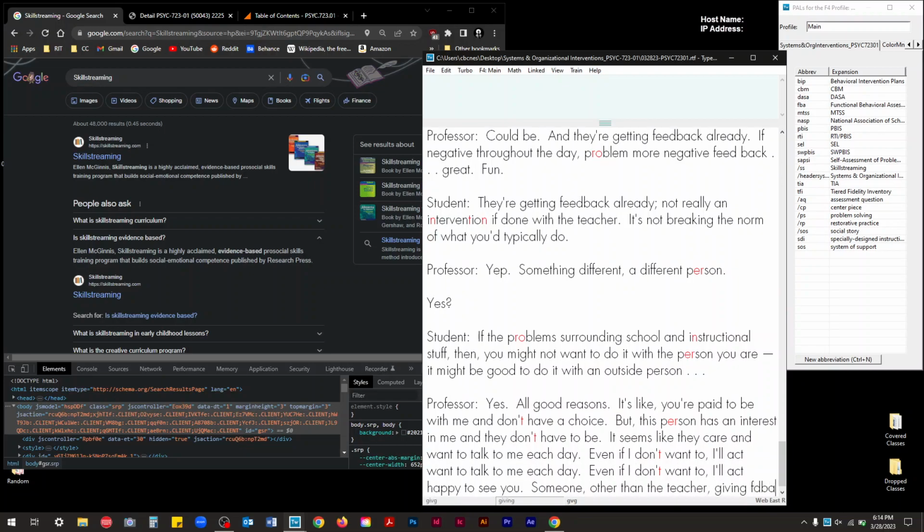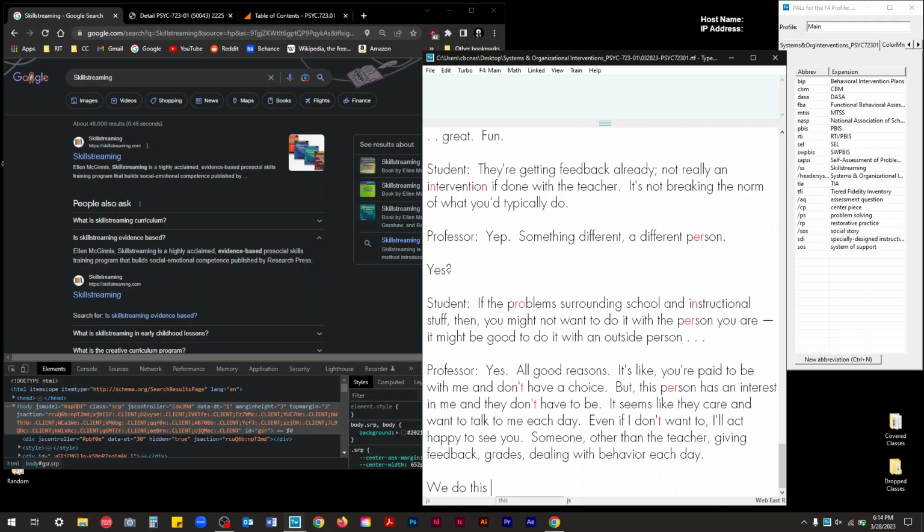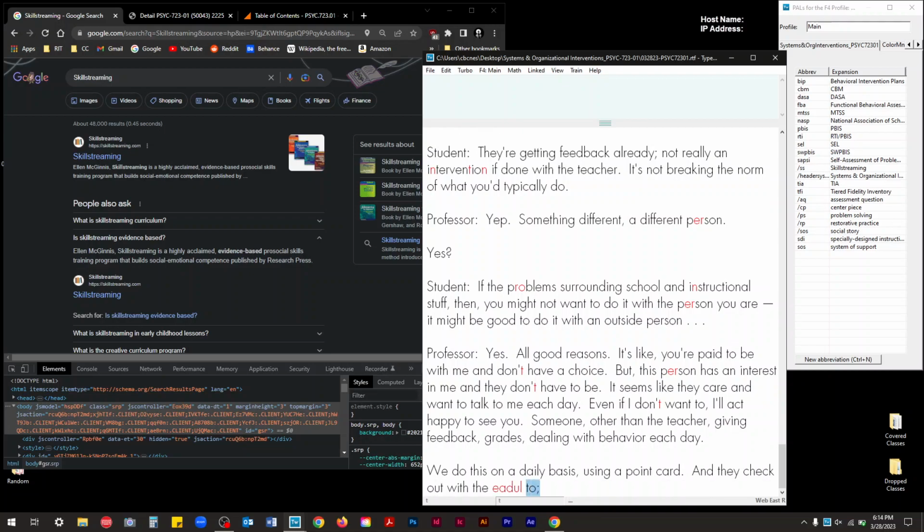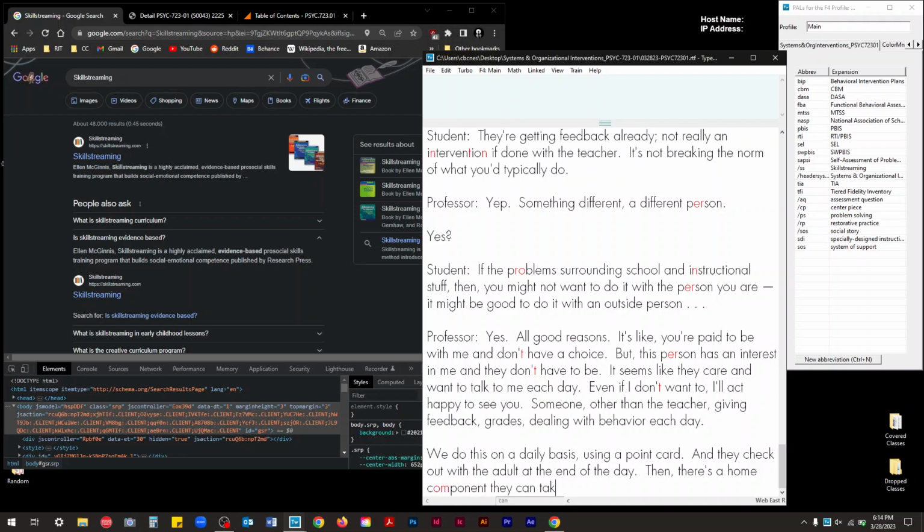Students receive feedback from their teachers throughout the day. And we usually do that on a daily point sheet or daily report card. Then they check out with the adult at the end of the day. And then there's a home component that we can add in there, where they take it to their parents, and their parents see how many points they had and how they did throughout the day. So this is kind of the cycle.